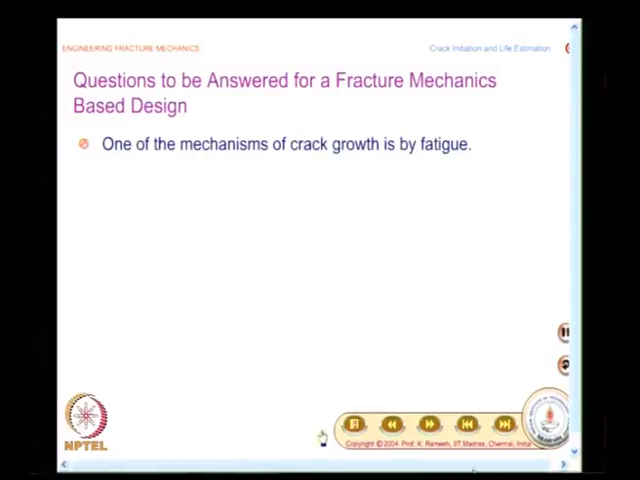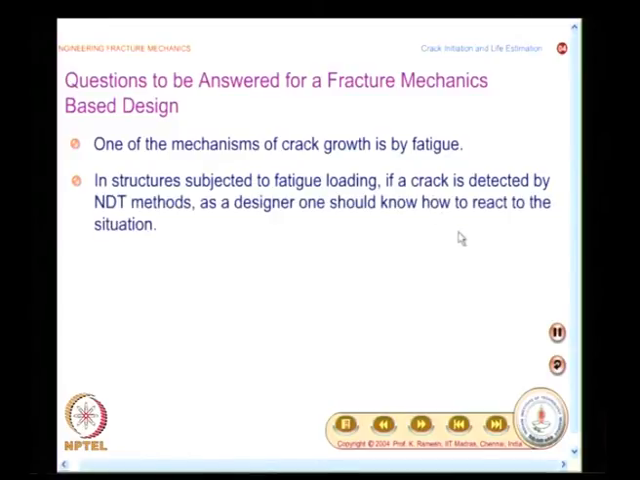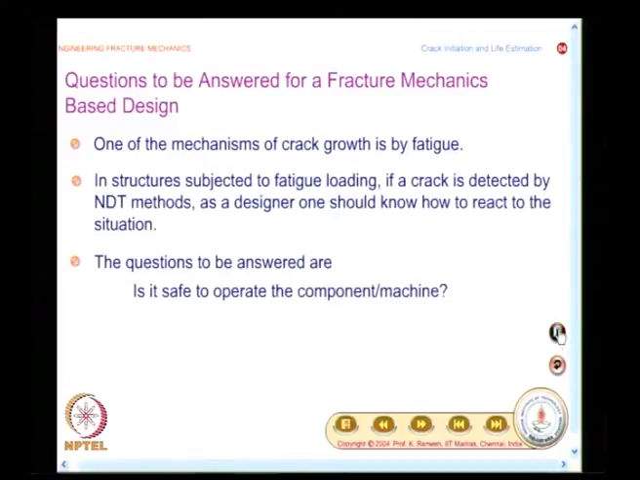The moment I come to fracture mechanics, I am going to ask more questions, and you have to keep in mind one of the mechanisms of crack growth is by fatigue. The crack grows in service. So, in the fracture mechanics scenario, if I have a fatigue crack growing, suppose you have an NDT method which detects the crack, as a designer how one should react to the situation?